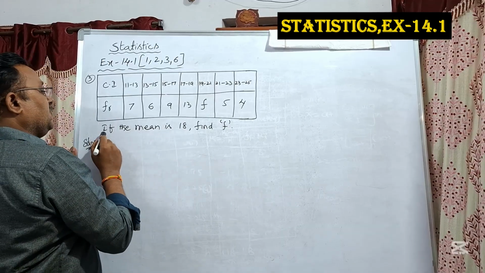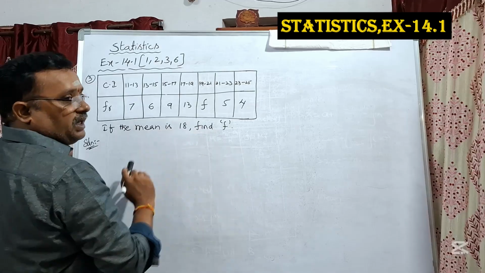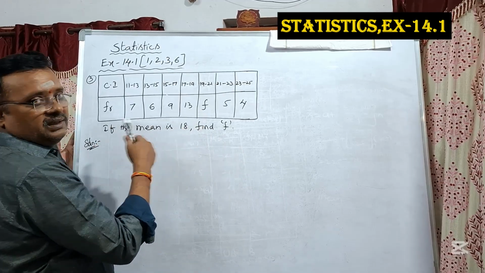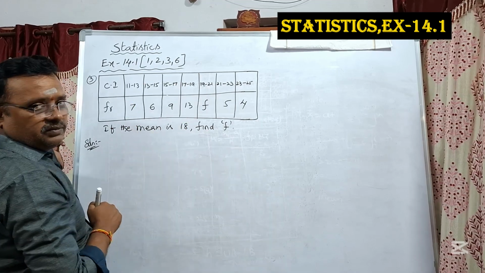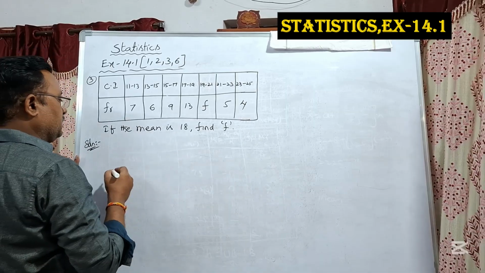If the mean of this data is 18, find small f. To find that missing frequency, they are giving the mean. Using this mean and this table, we need to find the missing frequency. How to use that? Here I am going to apply the direct method.